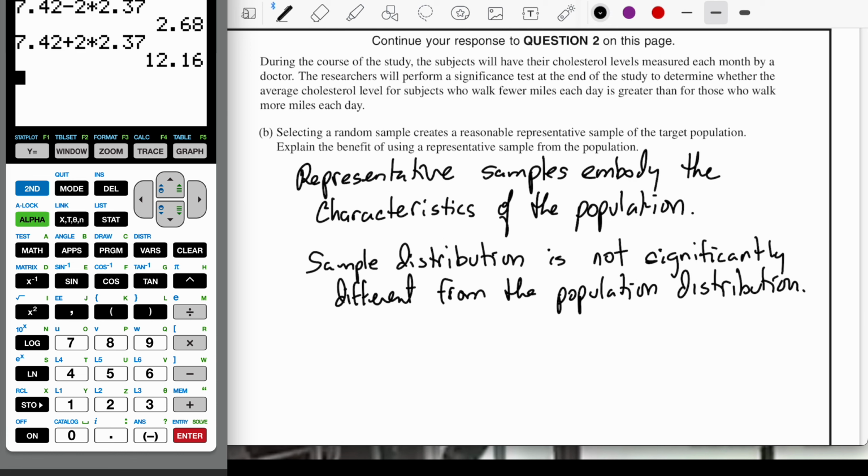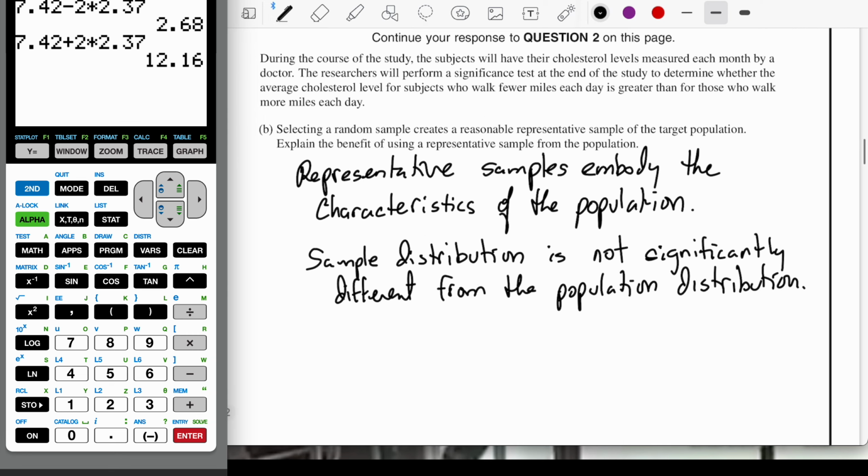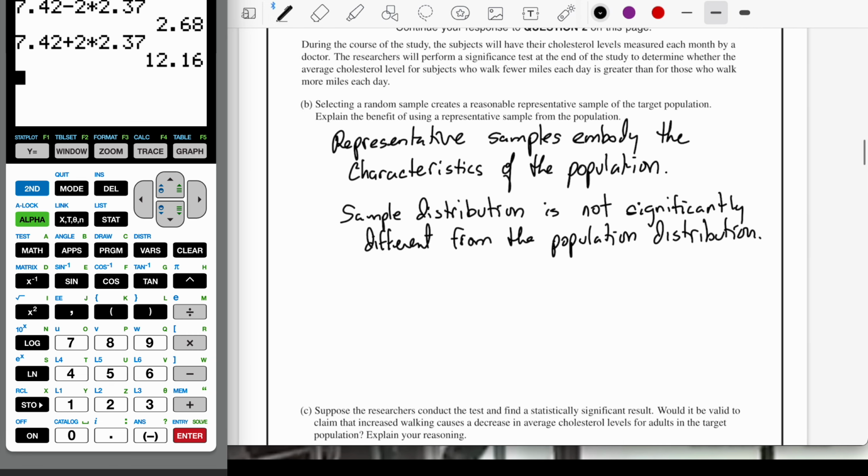When I talk about a distribution, we're talking center, spread, modality, multimodal, unimodal, things like that. So you have enough contained in this word distribution to get the point across. But the more elaborating you do, the better off you're going to be.